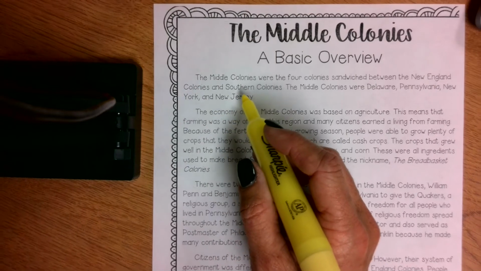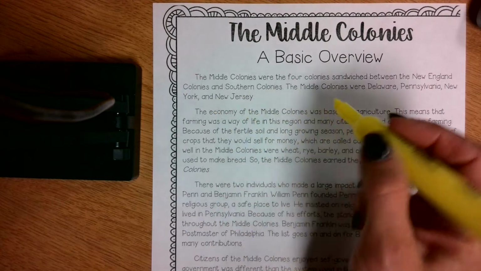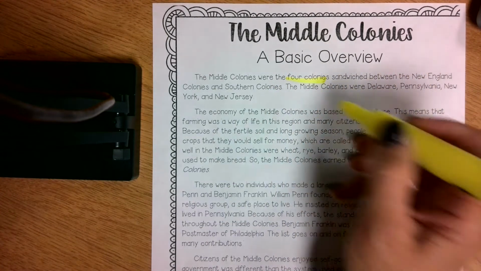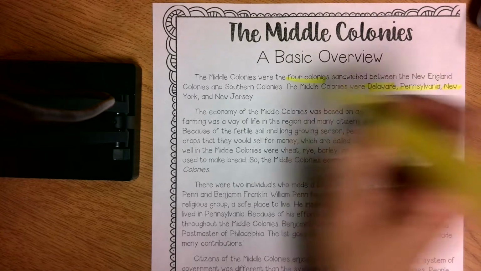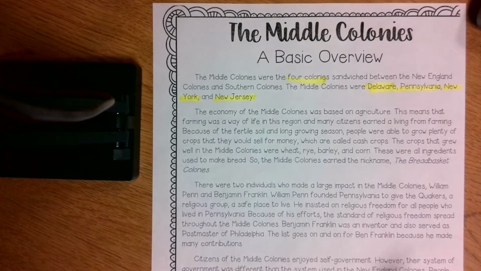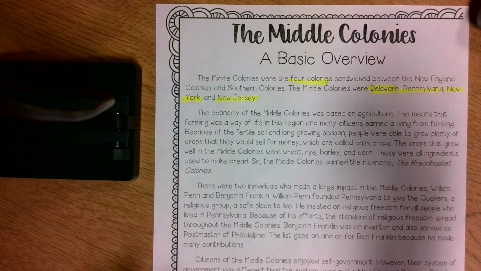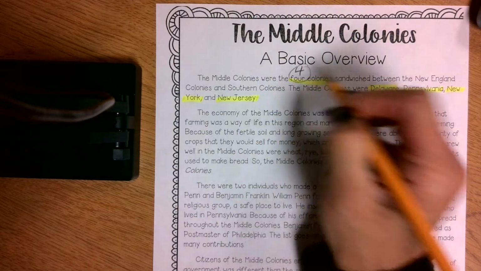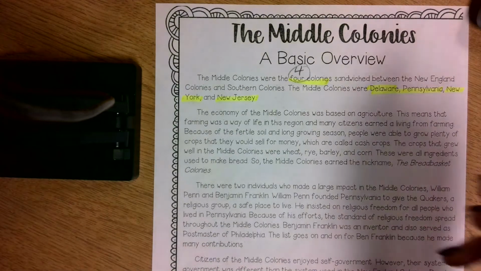The Middle Colonies were the 4 colonies sandwiched between the New England and the Southern colonies. So it's 4 colonies. The Middle Colonies were Delaware, Pennsylvania, New York, and New Jersey. Those are the 4. So we'll stop for a second and we'll make some connections.